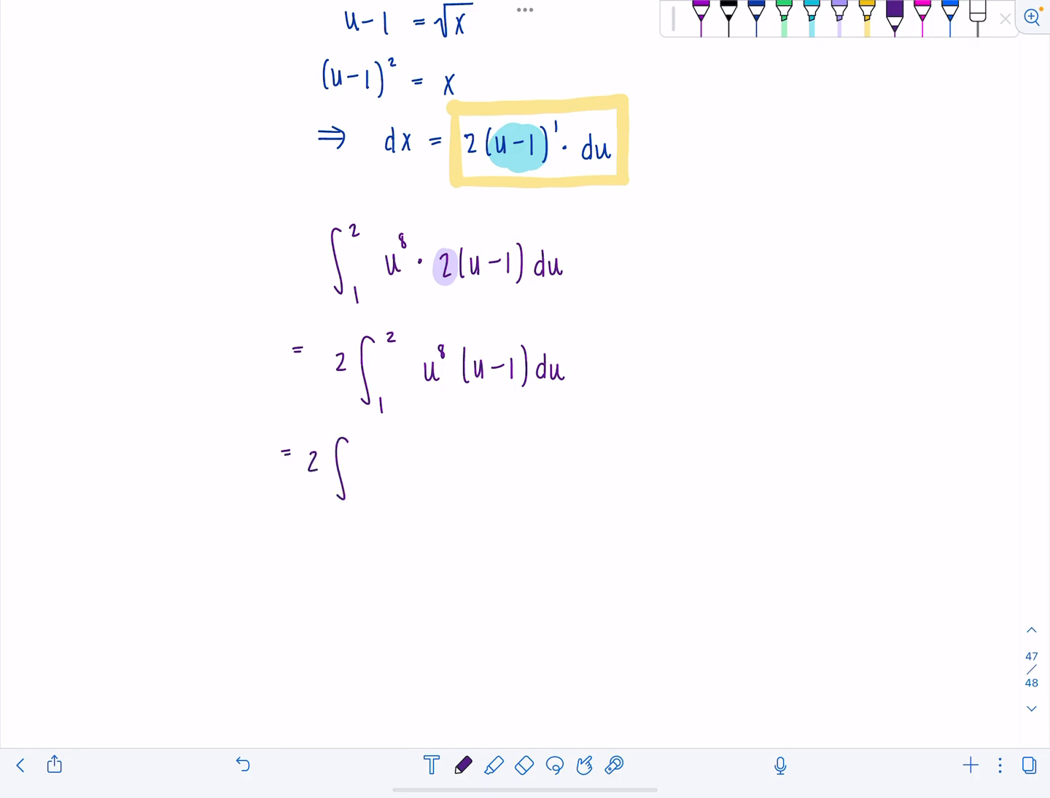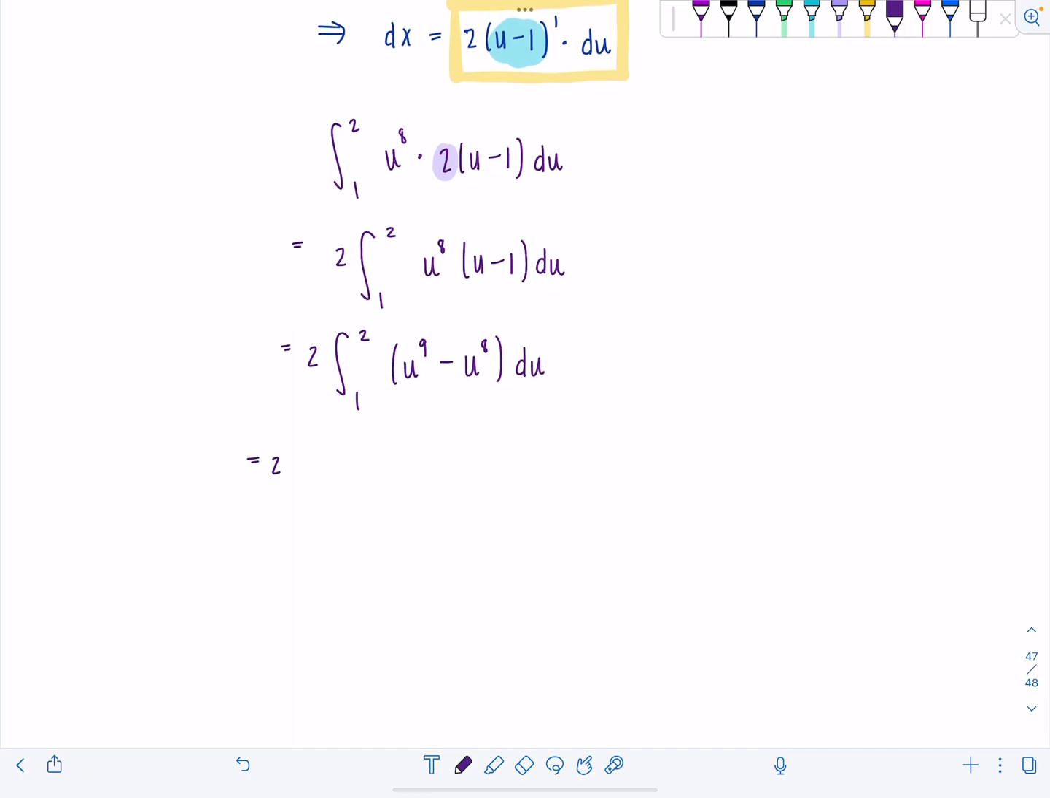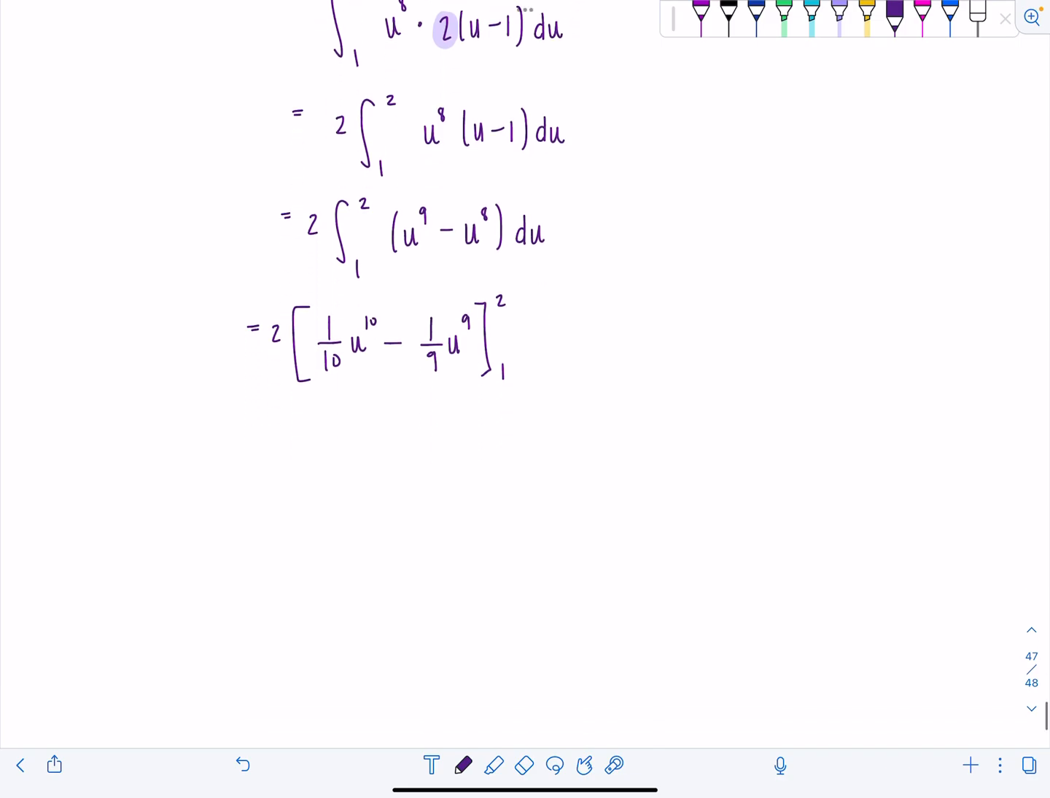So we have 2 times the integral from 1 to 2 of u to the 9th minus u to the 8th du. Doing okay? Fabulous. So this is 2 times the antiderivative of u to the 9th, which would be 1/10 u to the 10th, minus the antiderivative of u to the 8th. Very good. 1/9 u to the 9th. And then this all gets evaluated from 1 to 2. And you don't have to go back and rewrite everything in terms of x because our limits of integration have been switched. They're in terms of u as well. So just proceed from here.